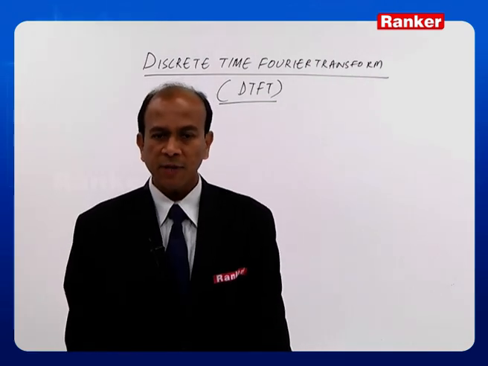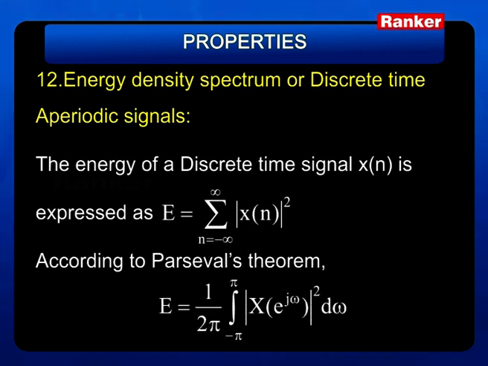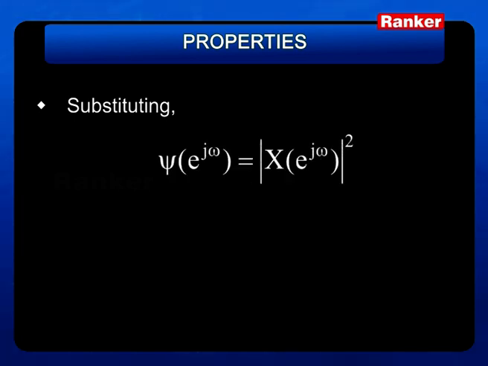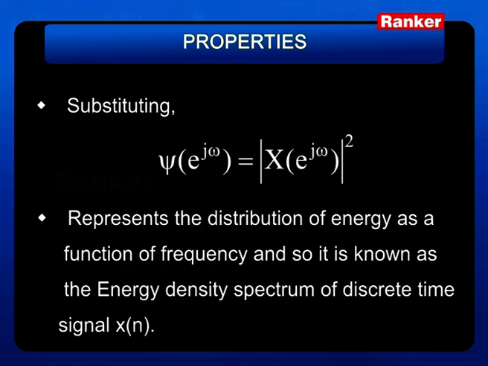Let us look at the next property, the energy density spectrum of discrete time aperiodic signals. The energy of a discrete time signal x of n is expressed as E is equal to summation of n is equal to minus infinity to plus infinity, mod x of n whole square. According to Parseval's theorem, E is equal to 1 by 2 pi integral minus pi to plus pi mod of X of e to the power of j omega whole square d omega. So, substituting this, I can put psi of e to the power of j omega as mod X of e to the power of j omega whole square. This represents the distribution of energy as a function of frequency and is known as the energy spectrum of a discrete time signal x of n.